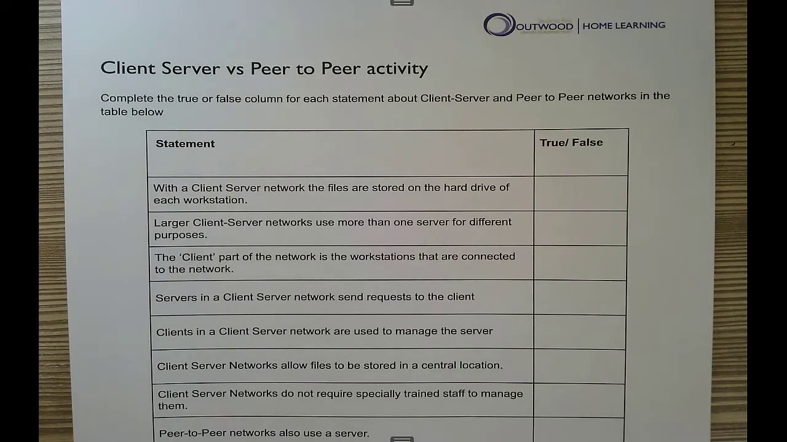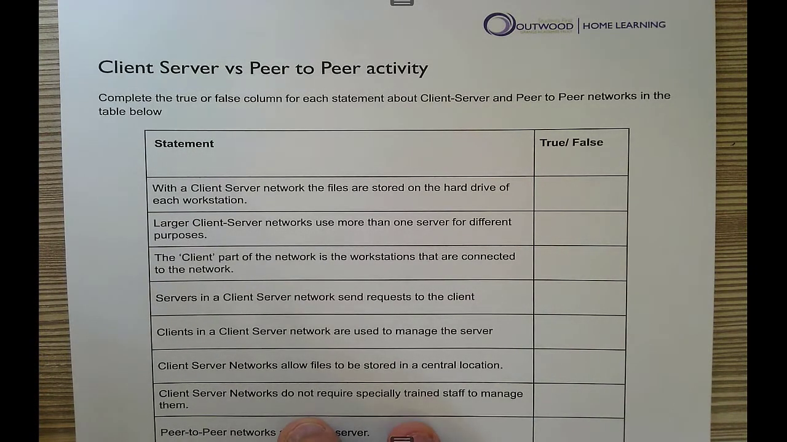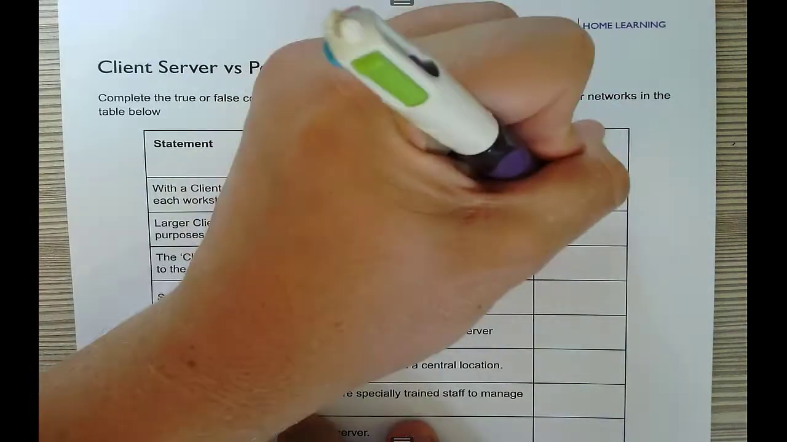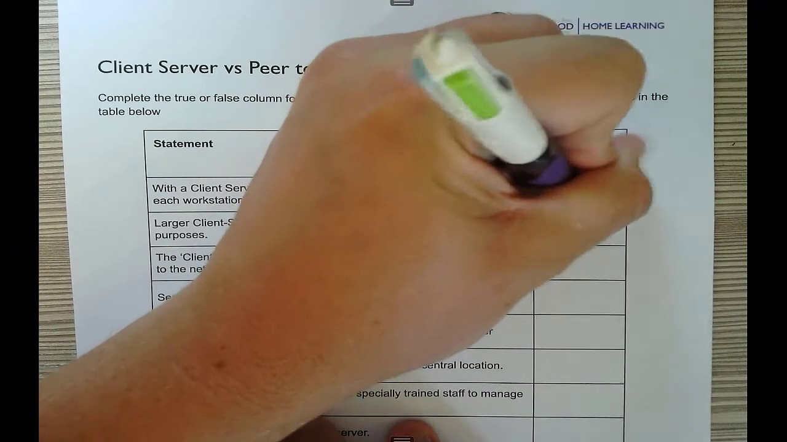Right then, let's have a look at this activity about client-server and peer-to-peer networks. What we've got here is a series of statements, and effectively what we need to do is read them and decide whether that statement is true or false about client-server or peer-to-peer networks. So let's get started. With a client-server network, the files are stored on the hard drive of each workstation. Well, the answer to that is false.